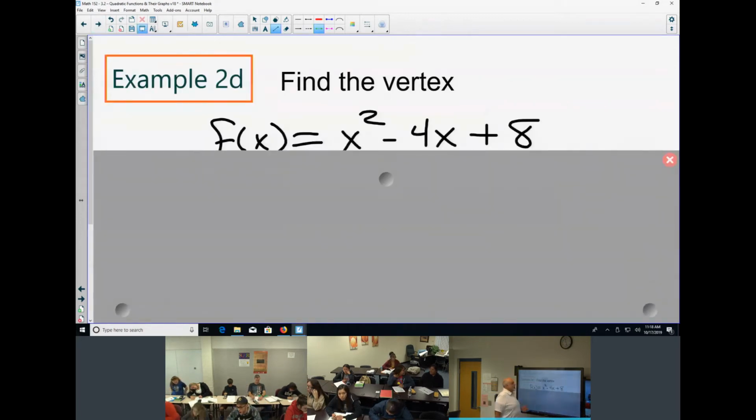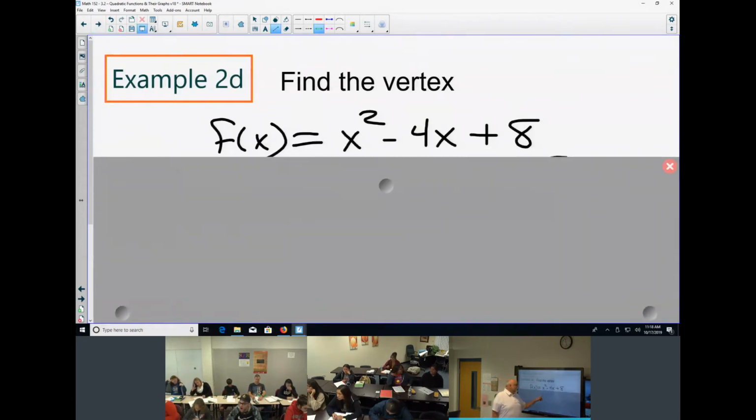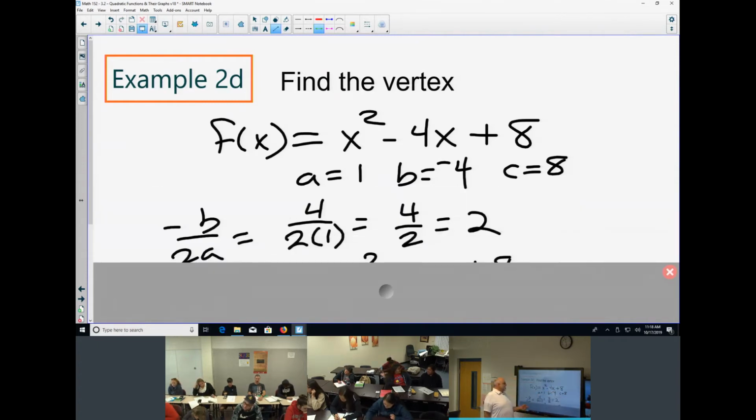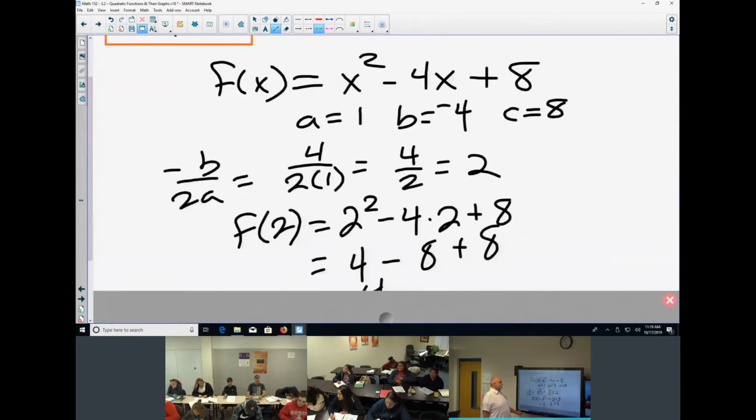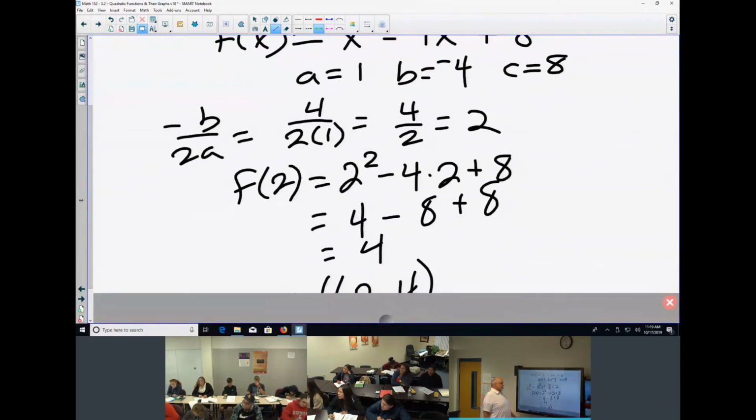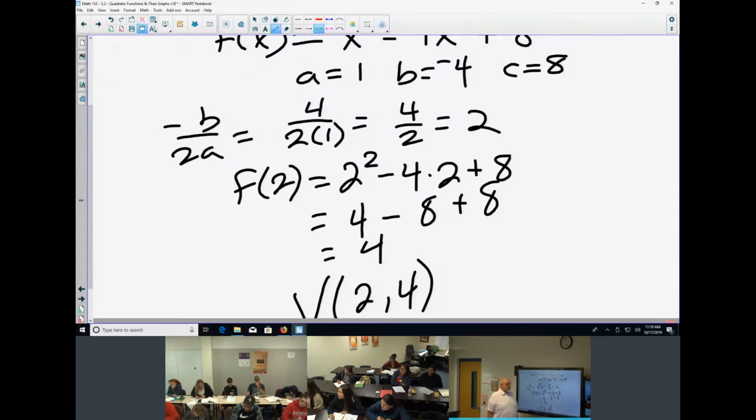So let's say I wanted to find the vertex of this. First, you identify the a, b, and c. Make sure that you put the negatives with them. Then you say negative b over 2a. So negative b here would be 4 over 2 times 1. So 4 over 2 is 2. That's the x-coordinate of the vertex. Then to get the y-coordinate, you plug 2 into the function, find f of 2, and you get 4, and so your vertex is at 2, 4. Okay?